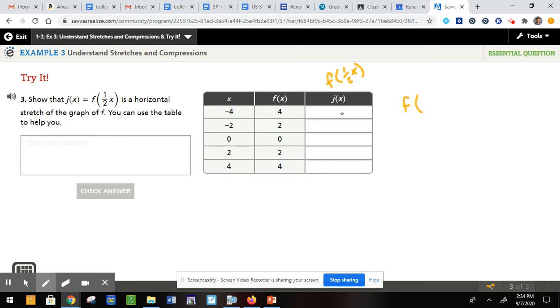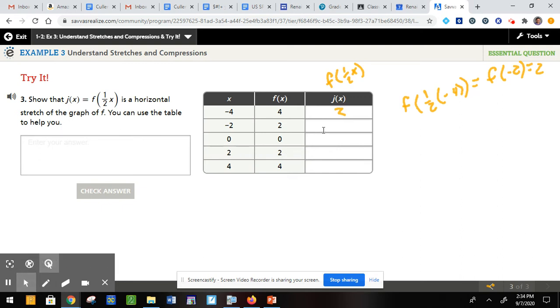So f of half of -4 is equal to f of -2. Again, the f function is absolute value, so f of -2 is really equal to +2, because f of x is the absolute value function, so the absolute value of -2 is +2. So we're going to put 2 in here. Although I think I can type it in instead of writing it in, so let's do that instead.